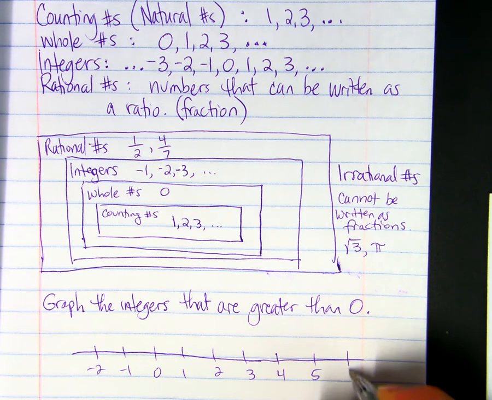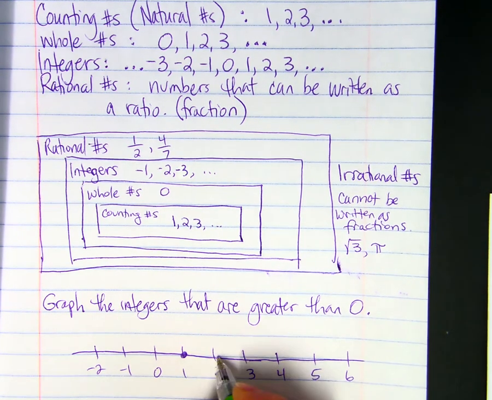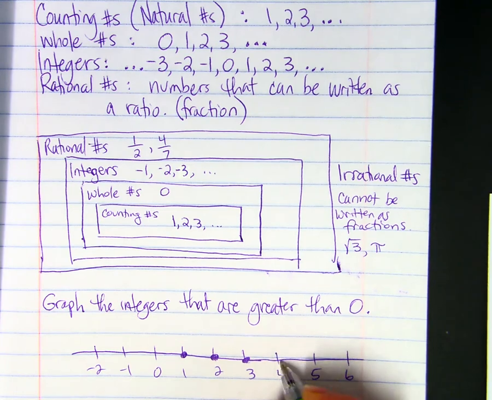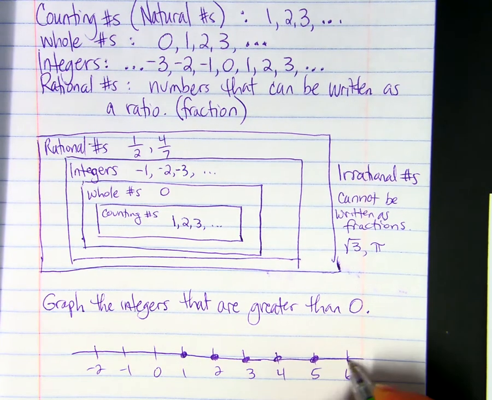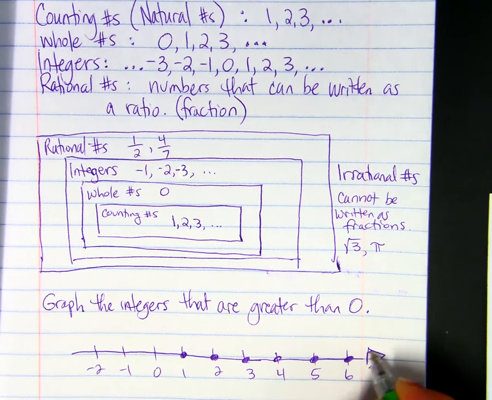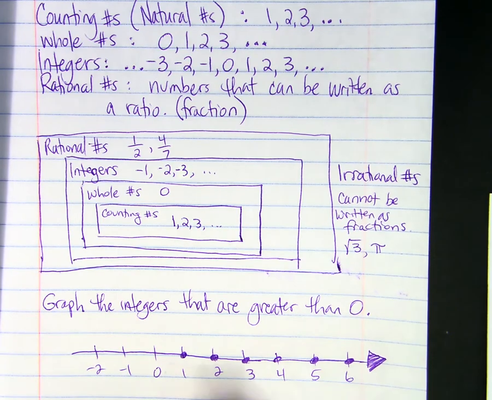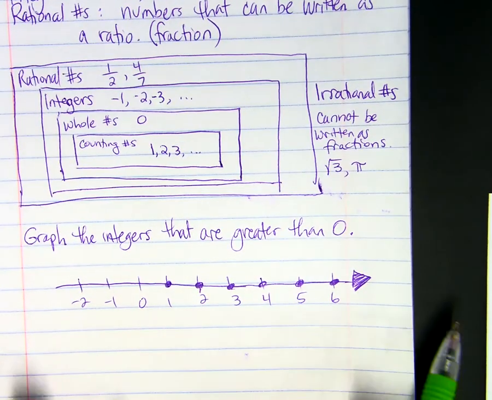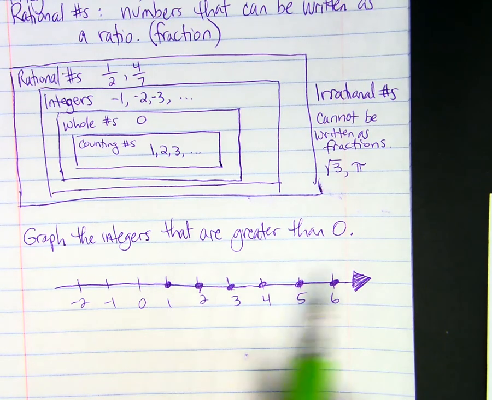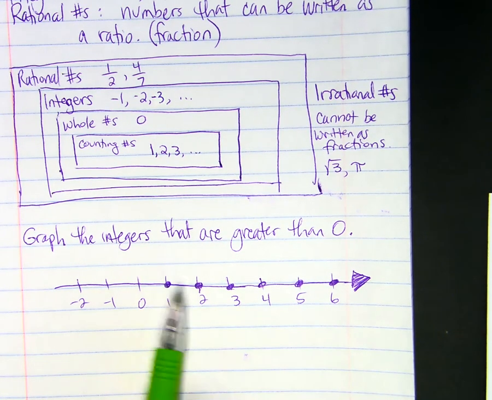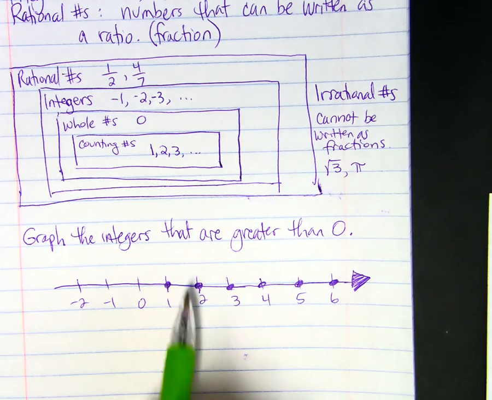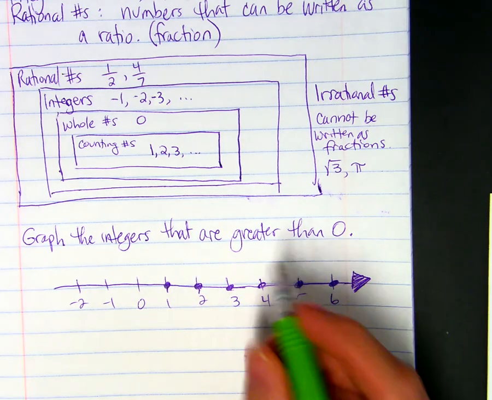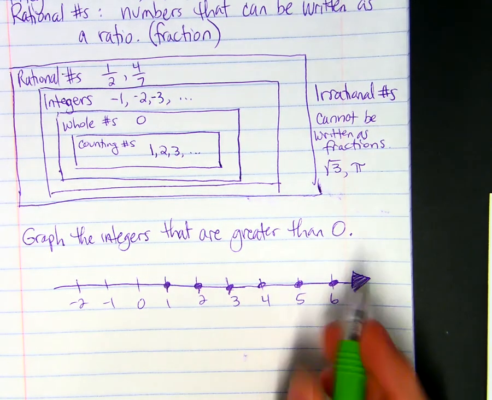But 1 is greater than 0. 2 is greater than 0. 3, 4, 5, 6, and then we draw an arrow that shows it's going to continue in this pattern. So we don't shade a line because we don't want the fractions, we only want the integer values. So we just put a dot on each number that's bigger than 0.